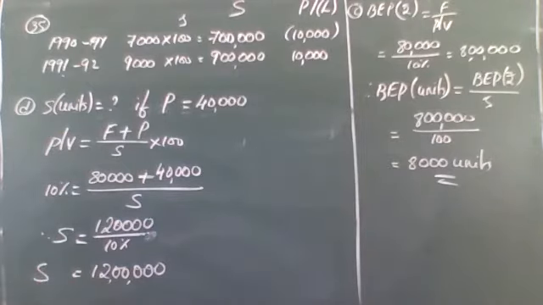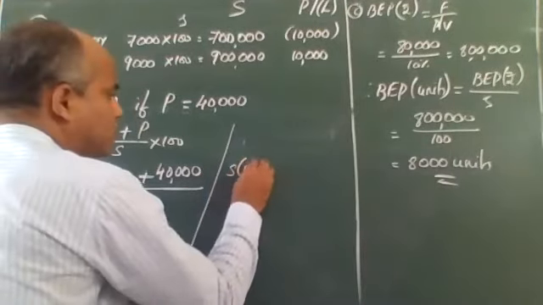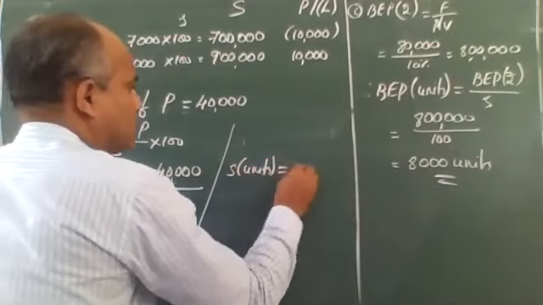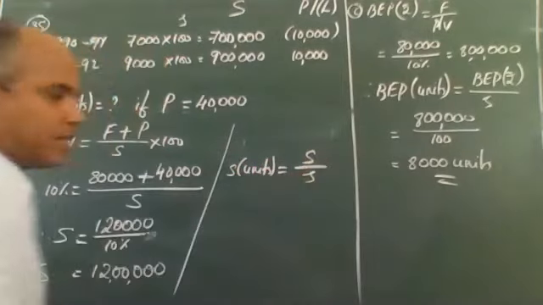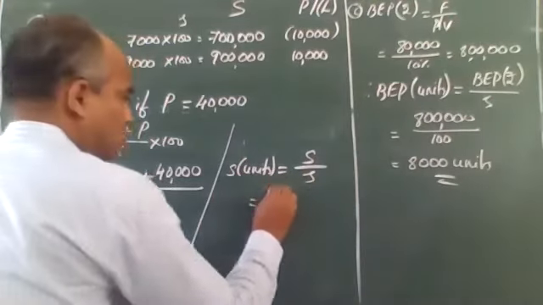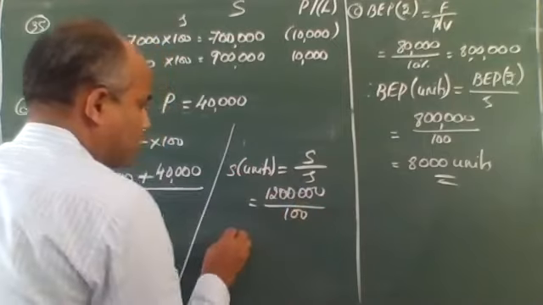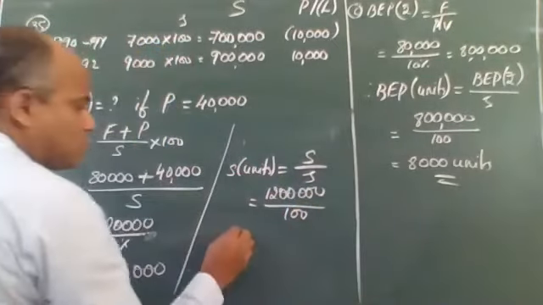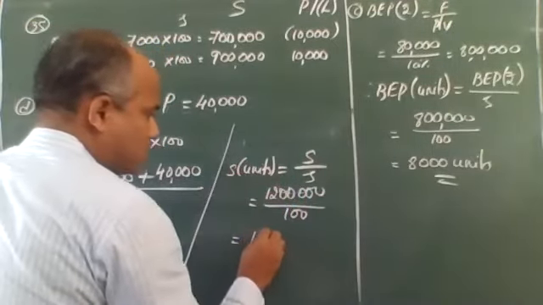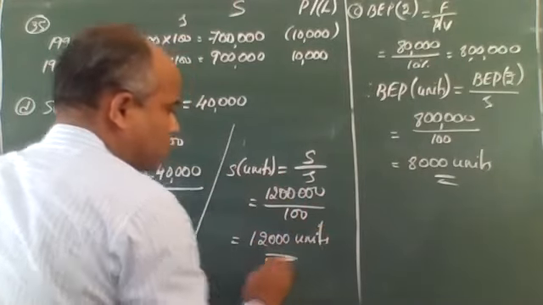But he didn't want you to tell him the sales in rupees. He wants you to tell the sales in units. Now, with this information, I can find out sales units. Sales units is equal to sales value by selling price. What is the sales value? It is 12 lakhs. So this 12 lakhs divided by selling price, which is 100. Therefore, sales units is 12,000 units. That is what is given in the answer.